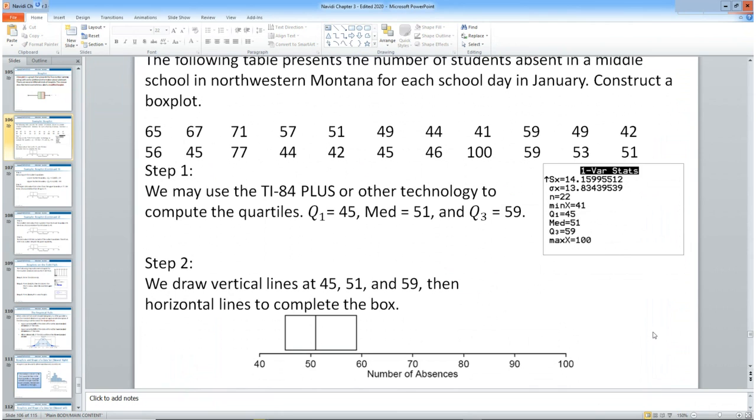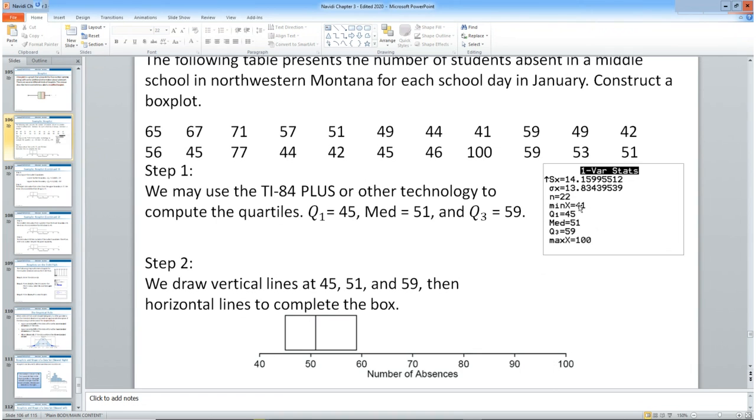So they draw that vertical line right at 51 to represent the median. On the left side, they go down to right smack dab in the middle between 40 and 50, and that's the 45. And then all the way over to the right, the Q3 is just a little bit less than 60, to represent the 59. Now, we've got to take care of those whiskers, because we need the minimum value, which they tell you on here was 41. And then we already determined the maximum value was 100.